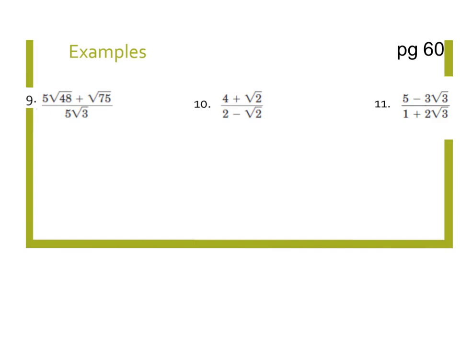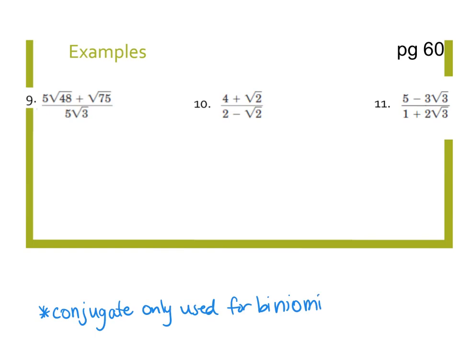And the conjugate, remember the conjugate, I'm going to write this at the bottom. The conjugate is only used when you have a binomial. And that is when you have addition or subtraction signs in the denominator. Oops. See, I can't talk and write at the same time. Binomial. Addition or subtraction signs in the denominator. If you just have a monomial, which does not have an addition or subtraction sign, then you would just multiply by the conjugate.